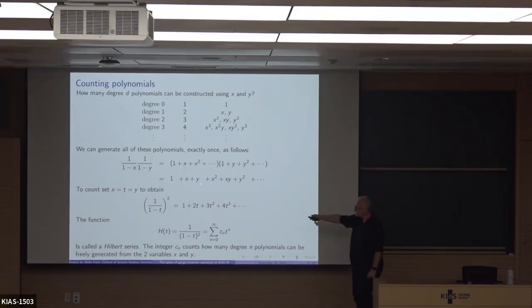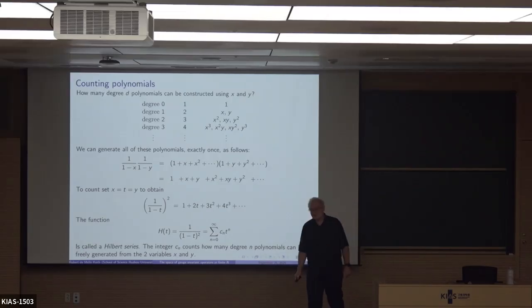So if I now put x equal to y equal to t and I sum, the degree 3 term has a coefficient of 4 because there are 4 degree 3 polynomials. So this function, this 1 over 1 minus t squared that I've obtained by setting x equal to y equal to t, is called a Hilbert series. The property of the Hilbert series, if I expand it as a power series, is that the coefficient of t to the n, Cn, counts how many degree n polynomials I have.